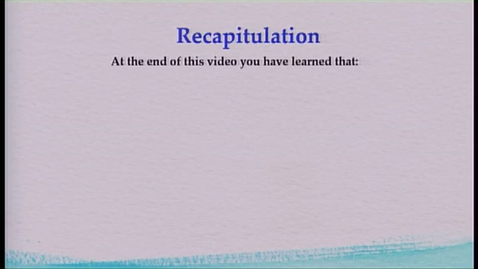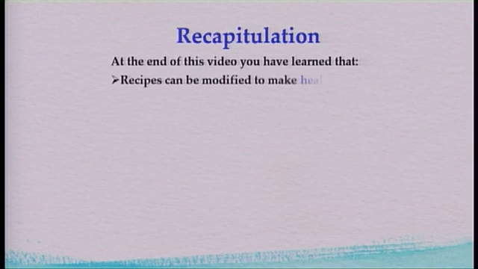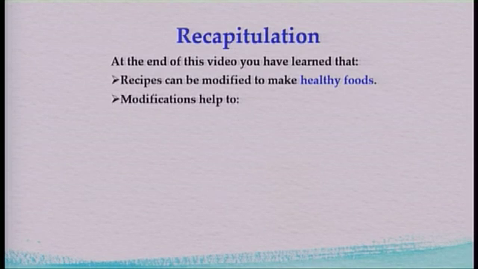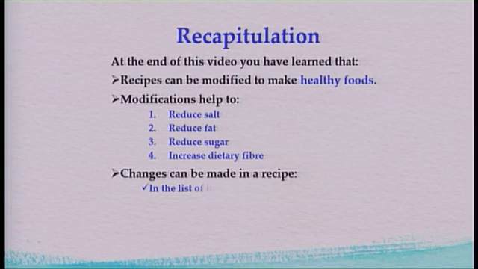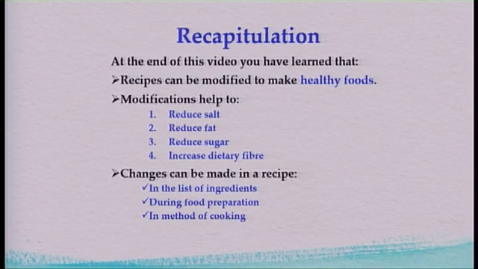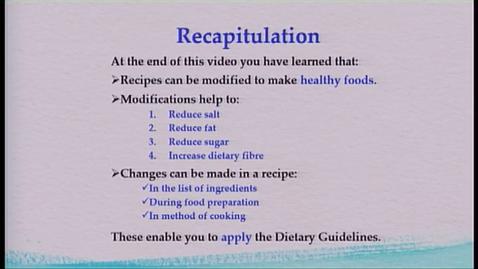At the end of this video, you have learned that recipes can be modified to make healthy foods. Modifications help to reduce salt, reduce fat, reduce sugar, and increase dietary fiber. Changes can be made in a recipe, in the list of ingredients, during food preparation, and in the method of cooking. These enable you to apply the dietary guidelines. Now that you know how to modify a recipe to make it healthier, you can give it a try.